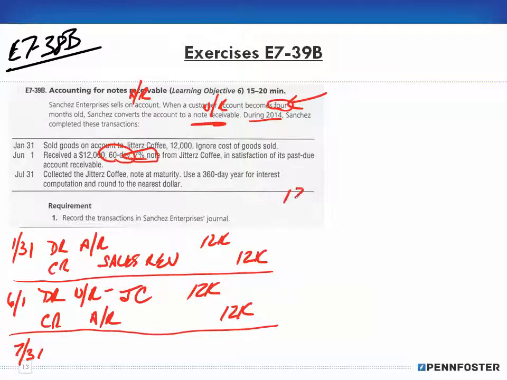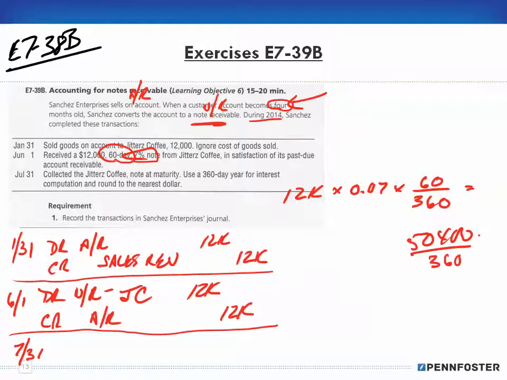So it was a $12,000 note at 7% interest, for 60 days over 360. Let me get my calculator here. You're going to take the 12,000 times 0.07 times the 60 days, which gives me 50,400, and that's going to be over the 360 days. When I divide by 360, I end up with 140. So my interest is $140.